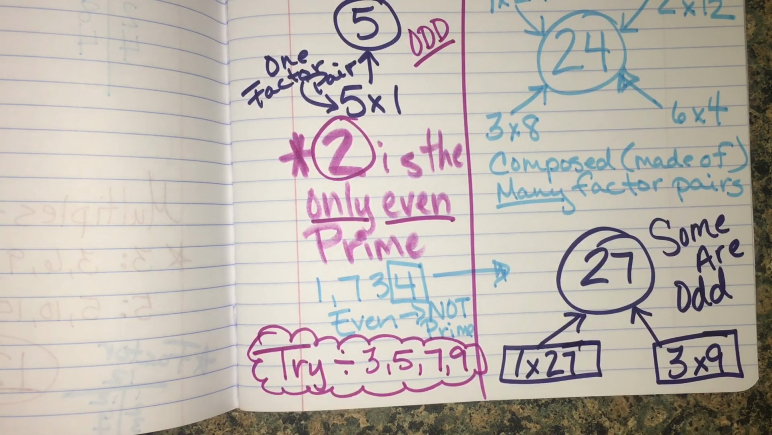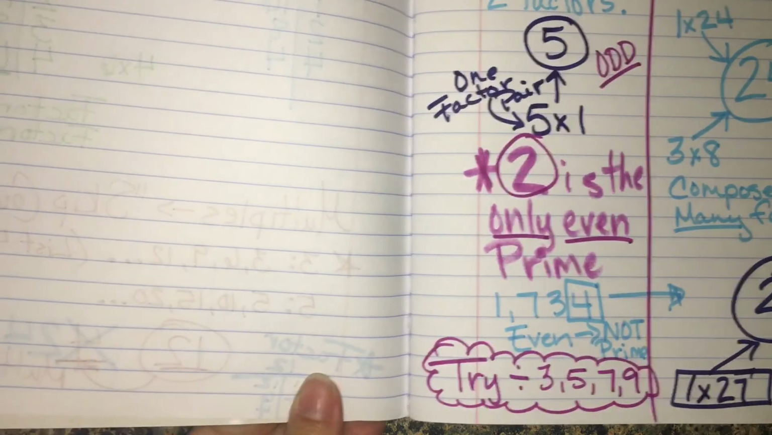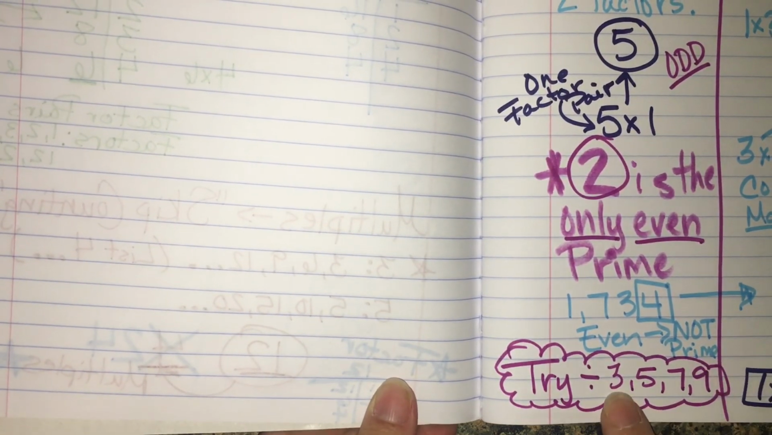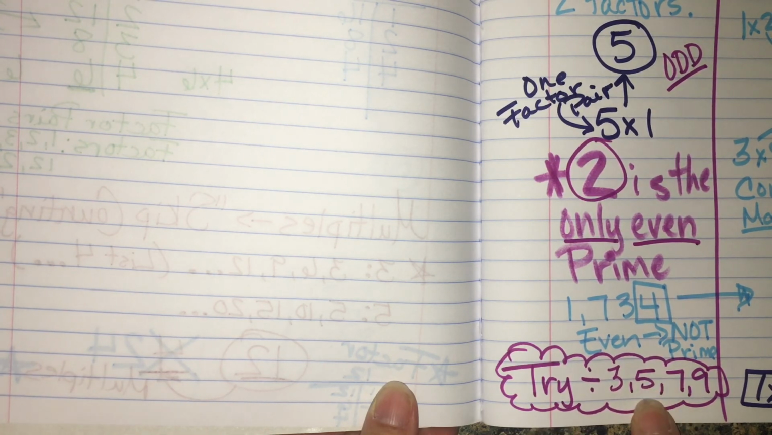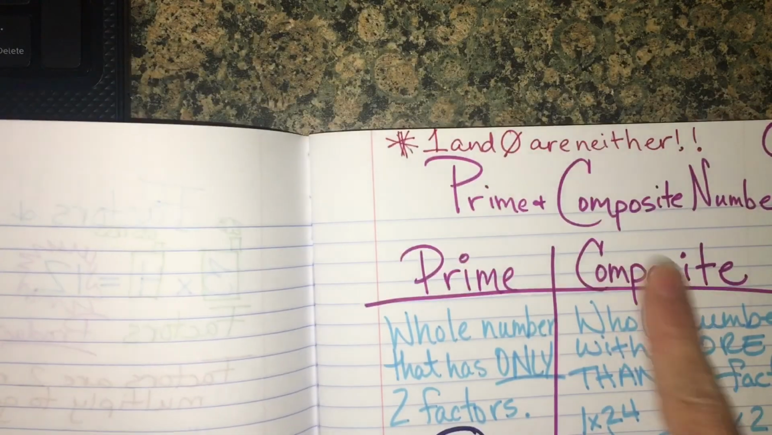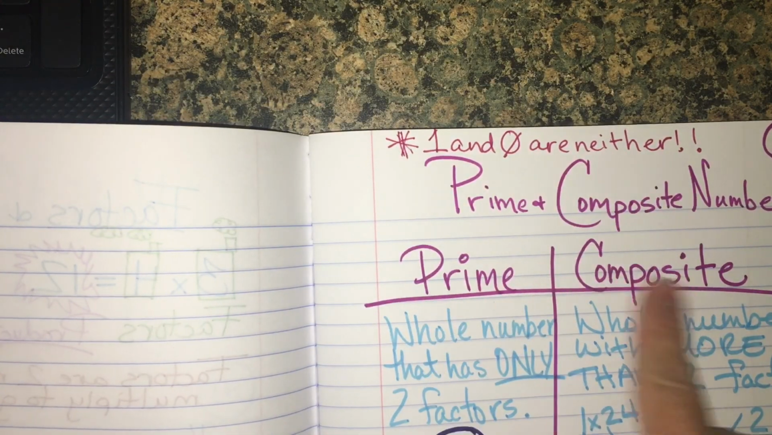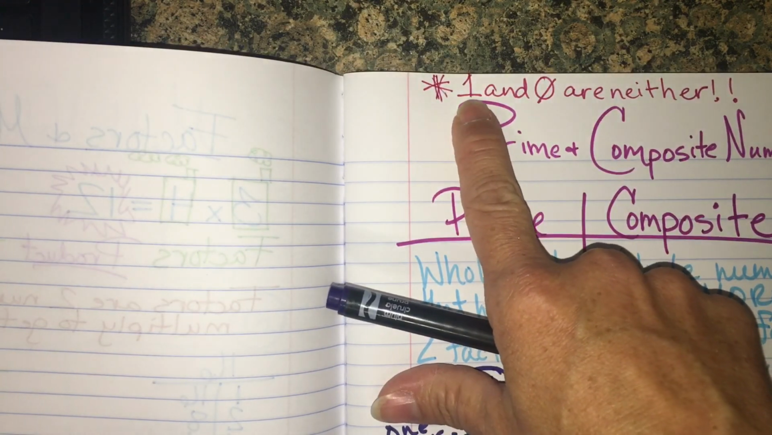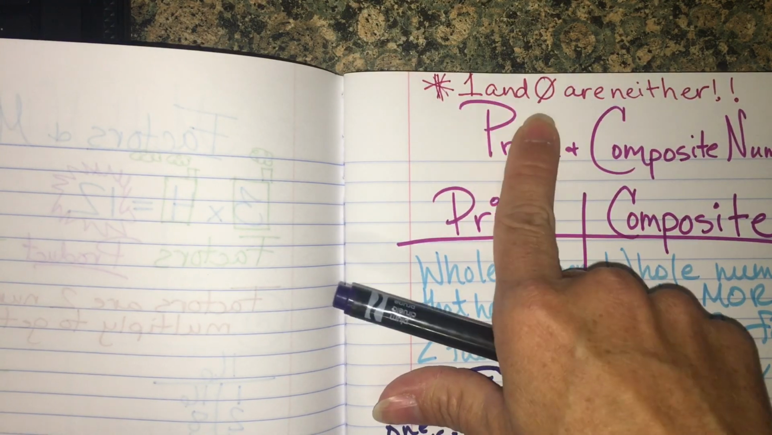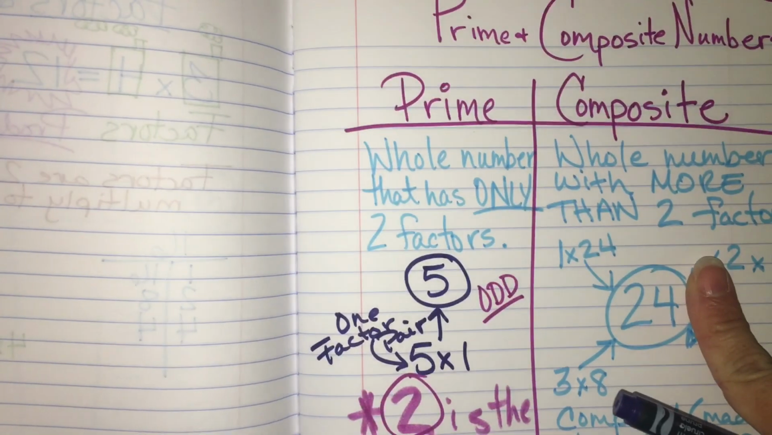If you're dealing with a bigger number, like 127, you're going to go back to my original rule. I'm going to try 3, 5, 7, and 9. Actually, I won't try 5 because it doesn't end in a 0 or 5. But if I have a big number, these are the guys I'm going to try before I decide if it's really prime or composite. And don't forget 1 and 0 are neither, because they don't have 2 factors. 1 times 1 is 1. It only has 1 factor, and so does 0. So I hope that helps. Good luck, guys.